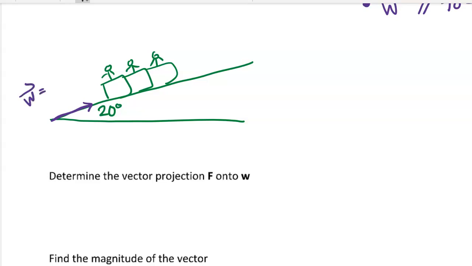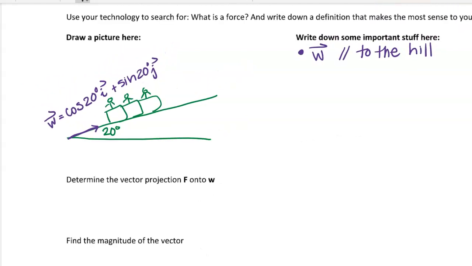Now, because it's parallel to the hill, we don't know the magnitude. But we do know the angle. Does that make sense so far with that piece? What is the angle here for the hill, since it is parallel to the hill? 20. So vector W, it's parallel to the hill, so we are going to say it is cosine of 20 degrees in the I direction plus sine of 20 degrees in the J direction. We don't have the magnitude because it's just a vector that's going to be parallel to the hill.